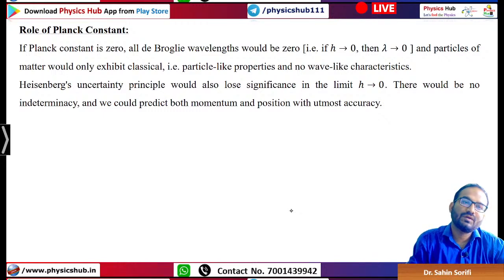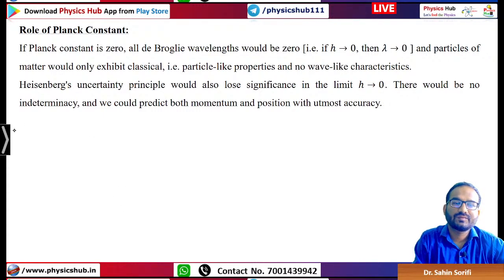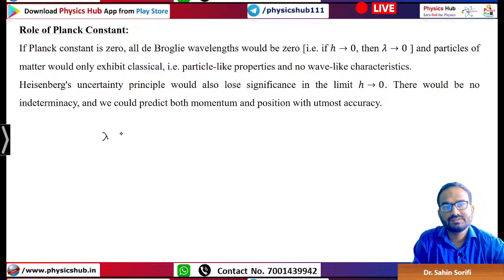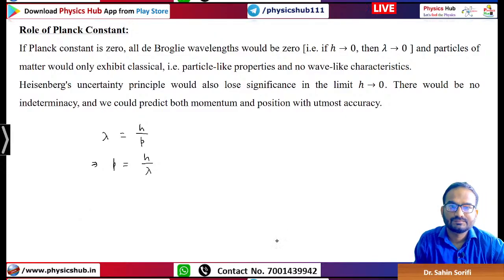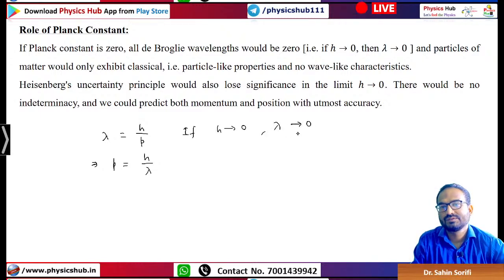Let's talk about the role of Planck's constant. Let's say if Planck's constant becomes 0. Lambda is equal to h by p, so p is equal to h by lambda. Now if Planck's constant is 0, the de Broglie wavelength should also be 0. If h becomes 0, this de Broglie wavelength will also be 0.